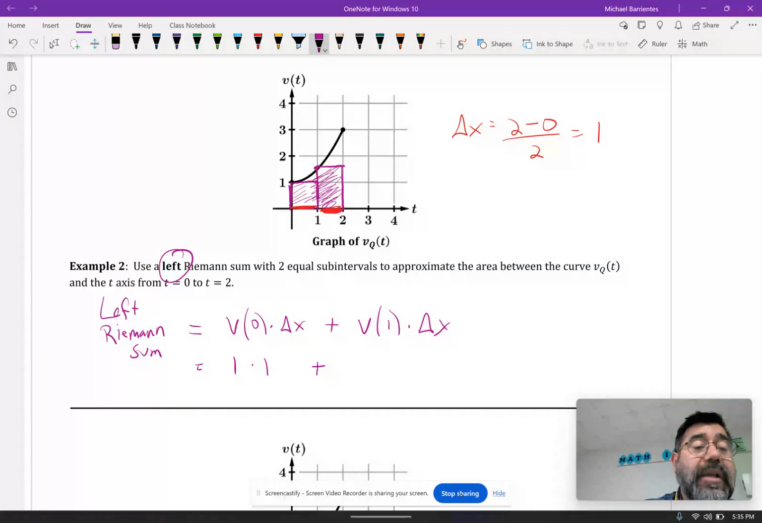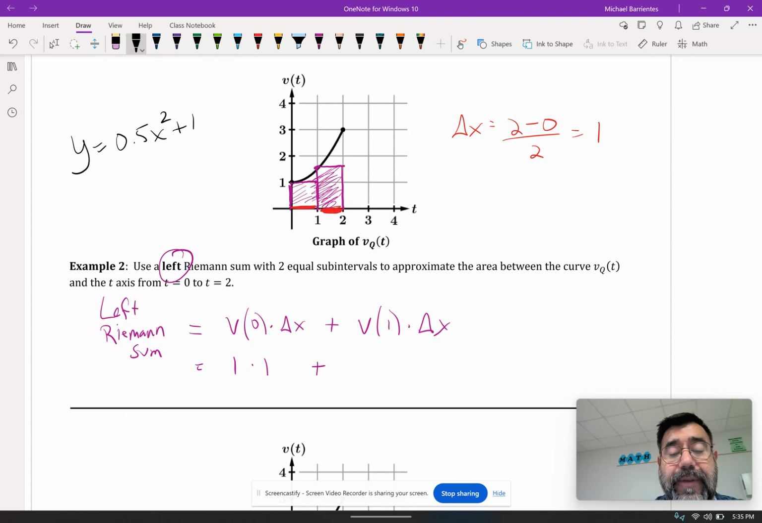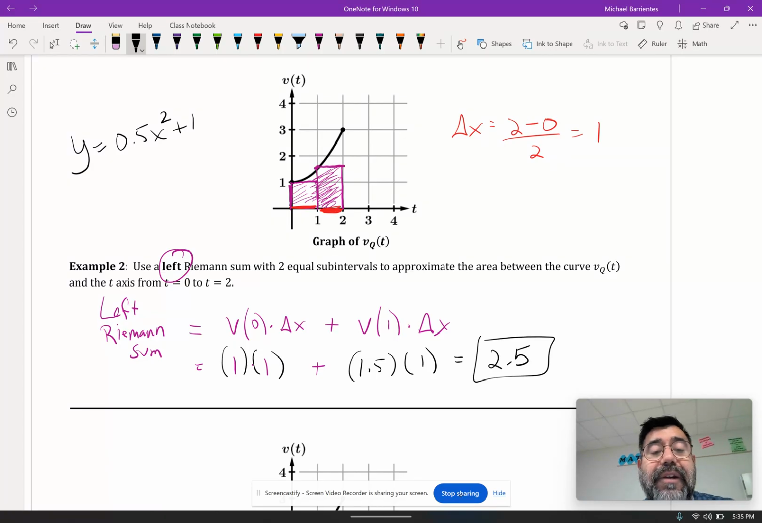Remember the formula we had written down was 0.5x squared plus 1. So if I substitute 1 in there, I'm going to get 1.5. And so this is 1.5 times my delta x, and my delta x is 1. So when I put these two together, I'll get 2.5. This is my approximation for the area under the curve.